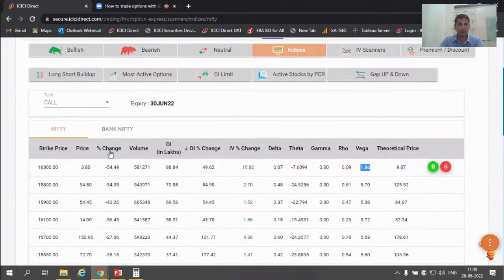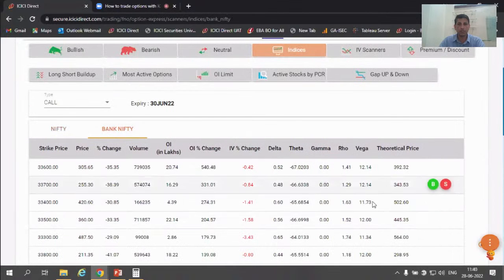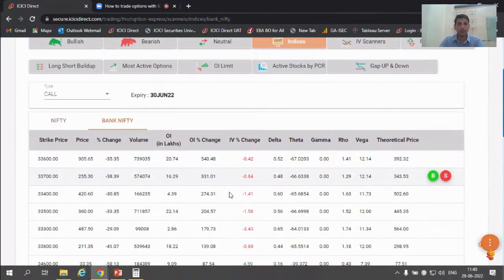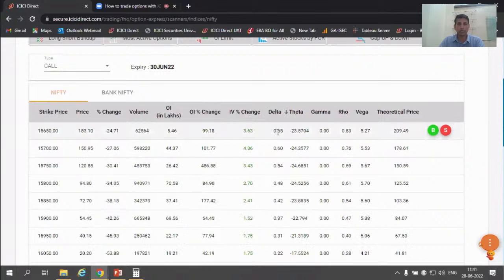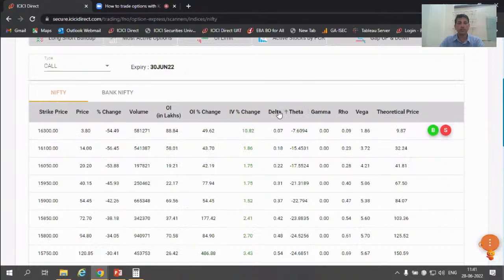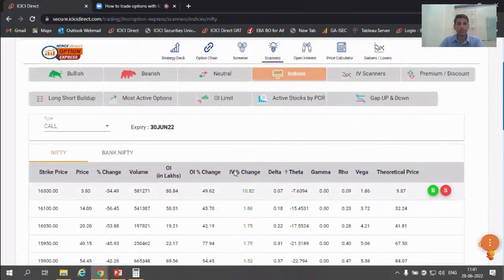indices scanner. Similarly, for Bank Nifty, it is just a script. You will get exactly the same thing over here. All you can do is simply select it by the change in IV, or change in delta if you want to trade the highest delta, which is 0.65. Similarly for theta, gamma. So all this is available at the click of a button. You can simply select it based on your requirement.